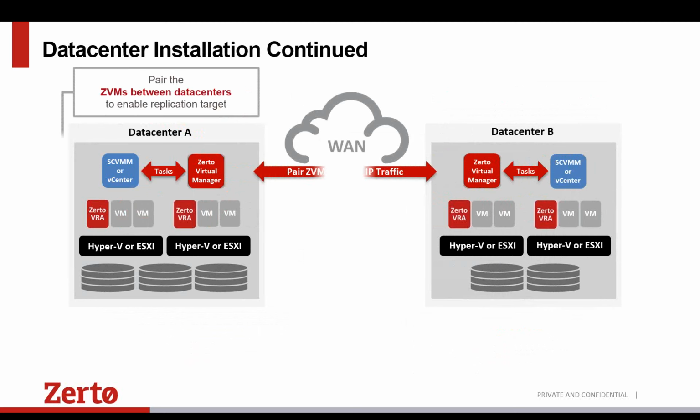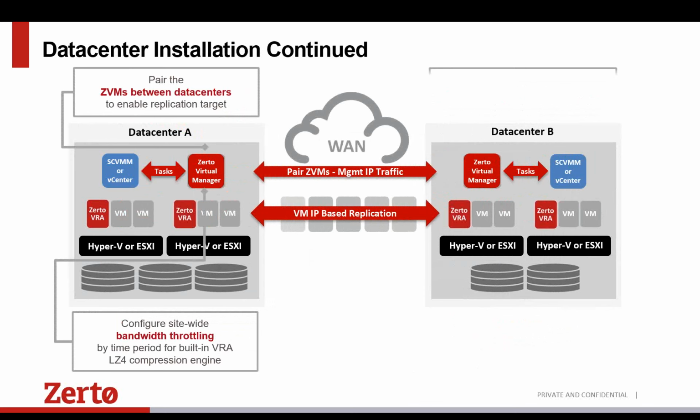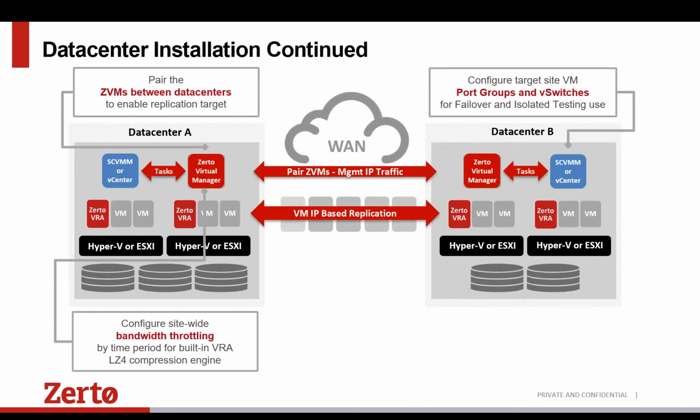We then need to pair the Zerto virtual managers together to enable the replication between your data centers. We can then configure the site-wide throttling on a time or permanent schedule, so you can limit the maximum amount of replication traffic. And the replication traffic will use our built-in LZ4 compression engine, which we typically see a 50 to 80% compression real-time of the replication traffic. You then configure the target site port groups and vSwitches that you want to use upon failover and failover testing.